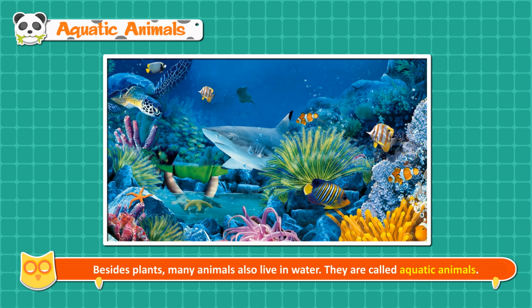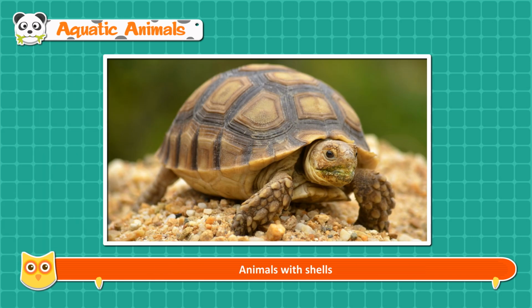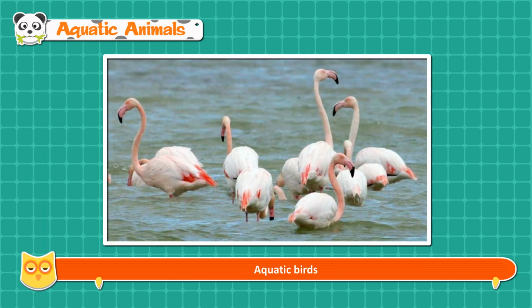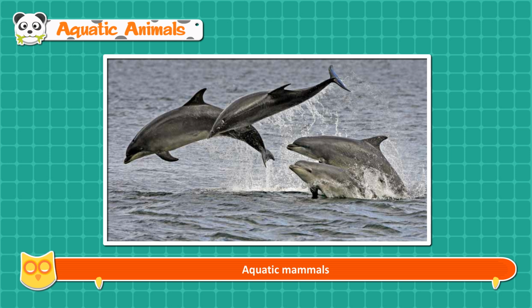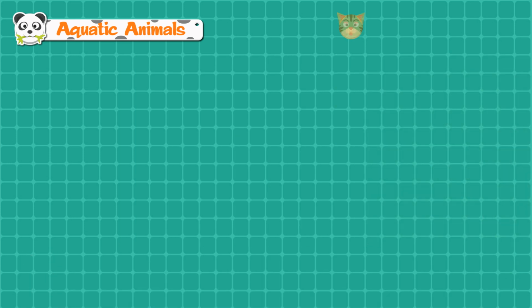Aquatic animals. Besides plants, many animals also live in water. They are called aquatic animals. Aquatic animals can be divided into following categories: animals with shells, fish, aquatic birds, aquatic mammals, amphibians.